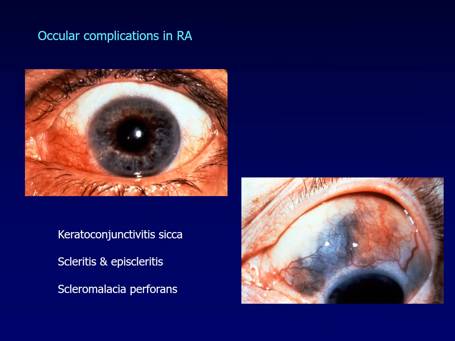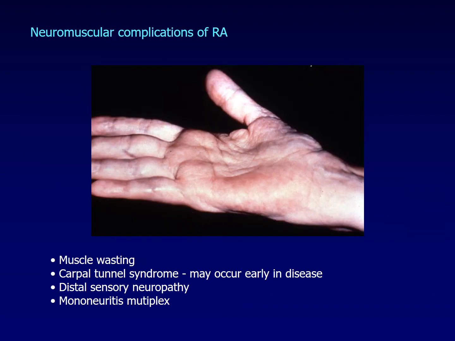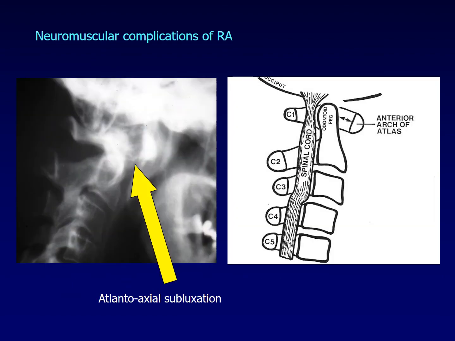These are the ocular complications, meaning eye complications, like keratoconjunctivitis, scleritis, and scleromalacia. Neuromuscular complications are muscle wasting and carpal tunnel syndrome, the compression of the median nerve at the wrist joint. In the late stage there will be atlantoaxial subluxation, so you have to be very careful while treating to avoid this complication.